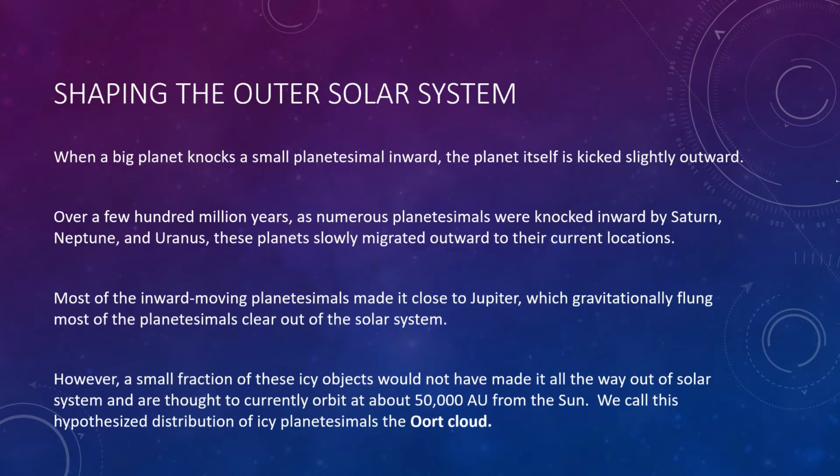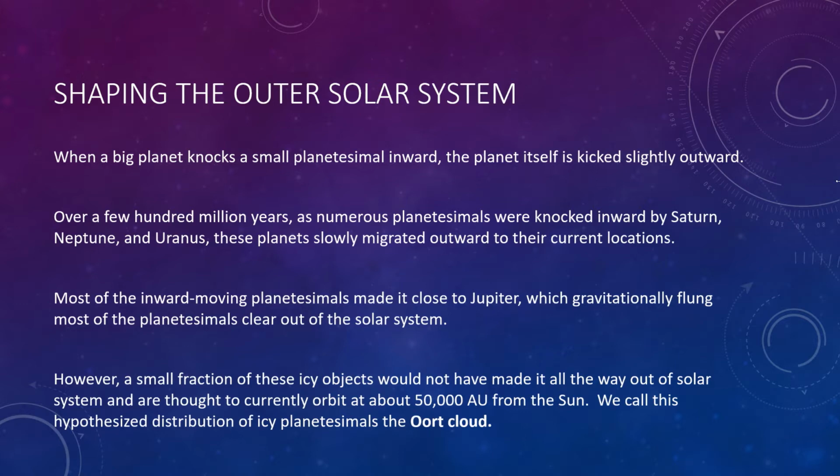There was also a disk of planetesimals beyond the outermost Jovian planet at 20 astronomical units, and through gravitational encounters, these planetesimals, on average, were scattered inward. When a big planet knocks a small planetesimal inward, the planet itself is kicked slightly outward. Over a few 100 million years, as numerous planetesimals were knocked inward by Saturn, Neptune, and Uranus, these Jovian planets slowly migrated outward to their current locations. Most of the inward-moving planetesimals even made it close to Jupiter.